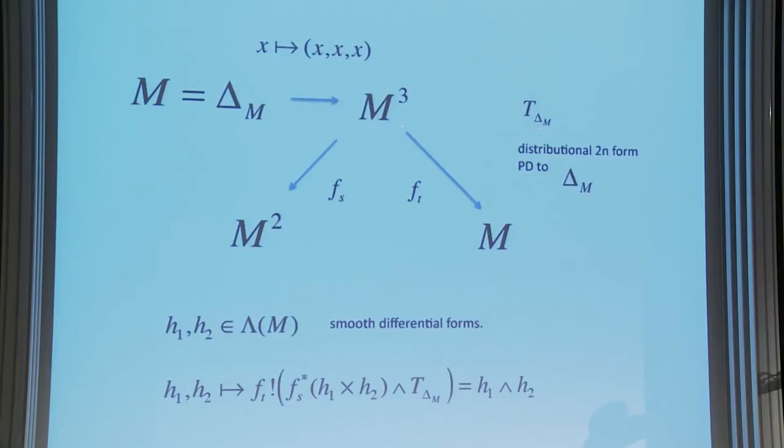So M is n dimensional, this is three n dimensions, and this diagonal has n dimensions. So this distribution has degree 2n. So you can wedge these distributions, and you take integration along the fibers. And it is easy to see that what you get is the usual wedge product. So this just means that you take this particular distribution, which gives us some kind of Schwartz kernel of the wedge product. And this product is well defined, there is no infinity yet.